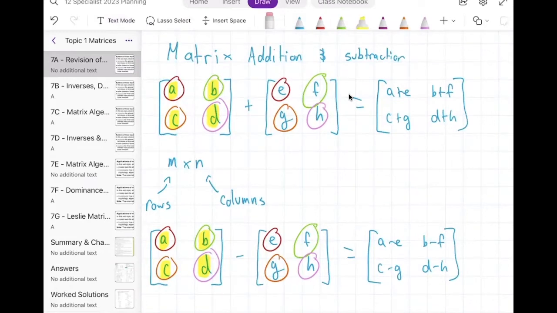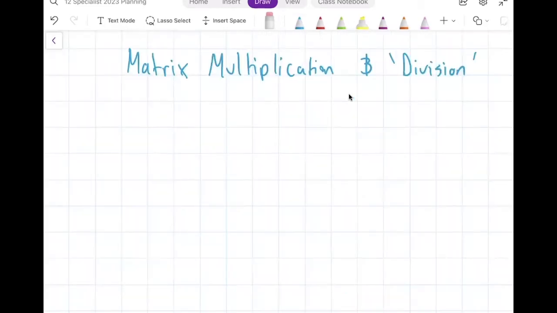This works for 2 by 2 or 3 by 3. Just note, both matrices have to be of the exact same size to add or subtract any matrices. Okay, so we've done addition and subtraction. Now let's have a look at matrix multiplication and division. I put division in quotation marks because we can't actually divide matrices, and I'll show you guys what I mean by that.